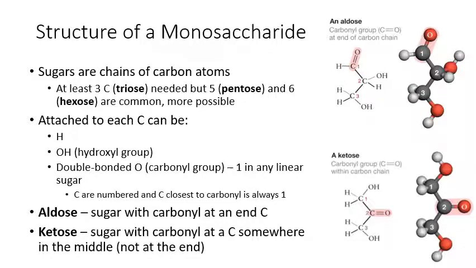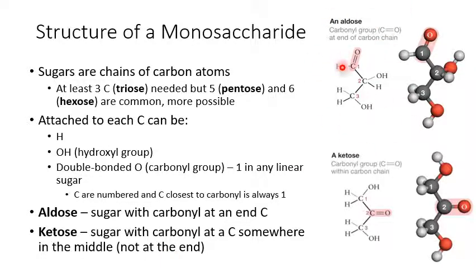We always number the carbons in our sugars. So similar to how in a nucleotide the carbons in the ribose or the deoxyribose are numbered, the carbons in any sugar would actually be numbered. And just by convention, we're always going to start numbering at either end of the chain, but we're going to start at the end that has the carbonyl group.